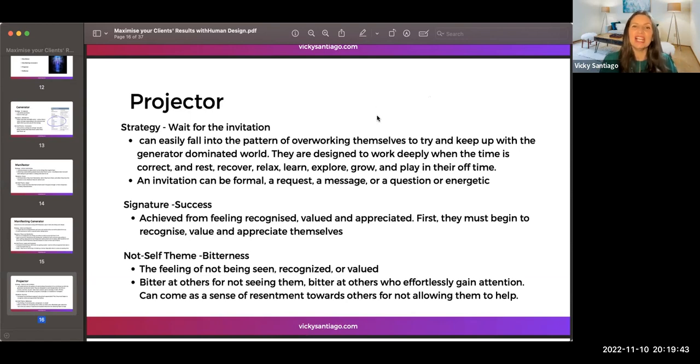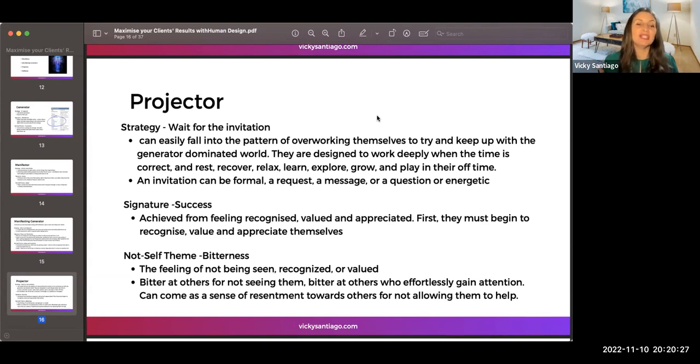Okay, a projector, when they're in alignment with themselves, will feel that feeling of success. Success comes from feeling recognized, valued, and appreciated. And again, working with a projector client, part of our job can be to make sure that they recognize, value, and appreciate themselves. And that will really help with that feeling of success as well. And it can just be a really little thing. Like my eldest son is a projector, and I have to remember every now and again to say to him, like, hey, thanks. I just want to take a moment and recognize you for taking responsibility for getting yourself ready for school in the morning. And he just lights up. That's the validation that he needs, right?